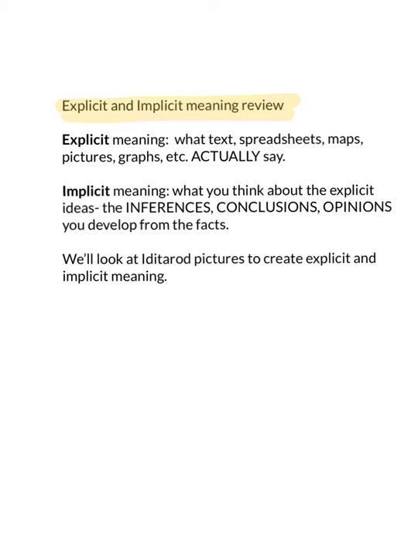So again, we have two words, explicit, and explicit means the facts, what it actually says. So whether we're looking at text, we've been looking at the Iditarod spreadsheet and maps. Today we're going to look at pictures. In math, when you're looking at graphs, they actually say something. That is its explicit meaning.